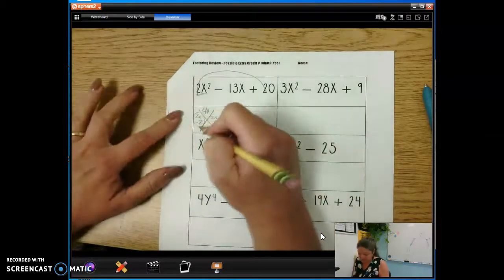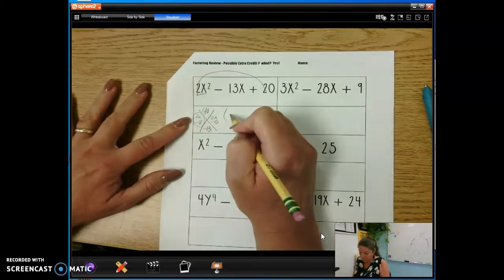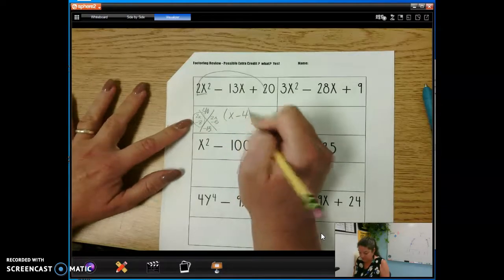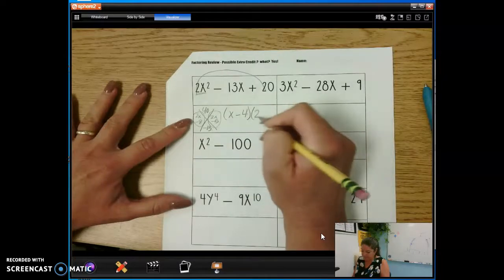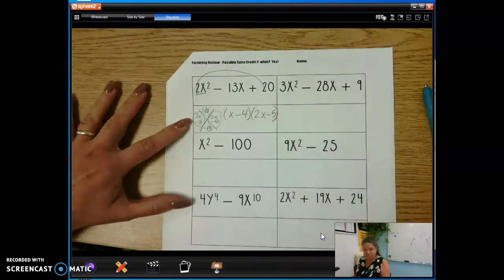And then I just reduce like fractions. So this becomes a 1x minus 4, or just an x minus 4. And then this side becomes 2x minus 5. Okay?